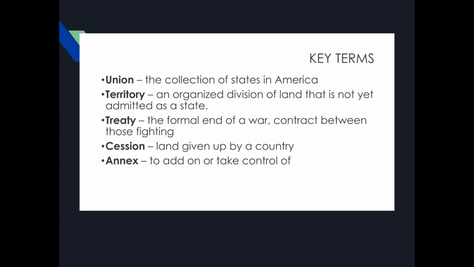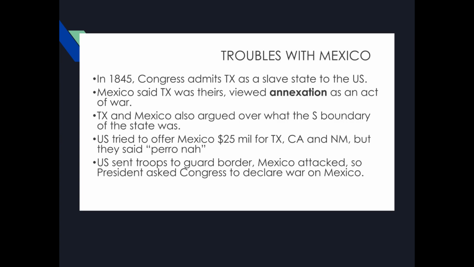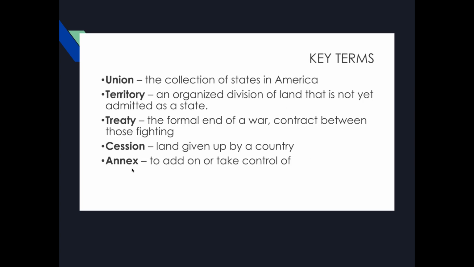So please pay attention. Our first is right here, troubles with Mexico. We can turn this one into a question: what were the troubles with Mexico? So in 1845, Congress admits Texas as a slave state to the U.S. TX moving forward will be Texas. Mexico said Texas was theirs and viewed annexation as an act of war. Again, annexation is our same word: annex, to add or take control of.